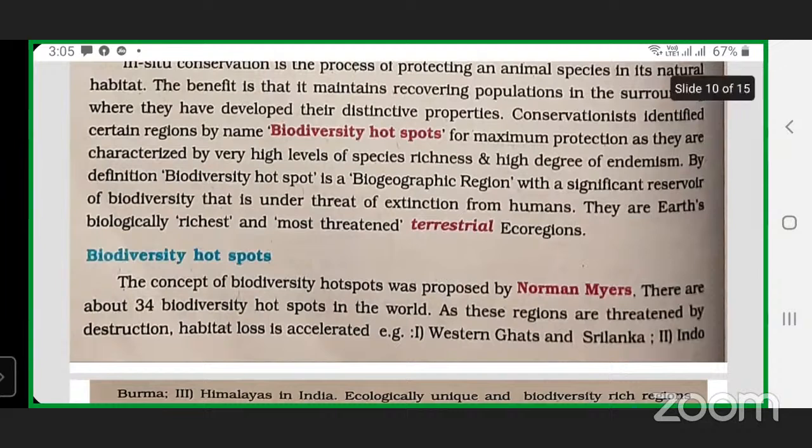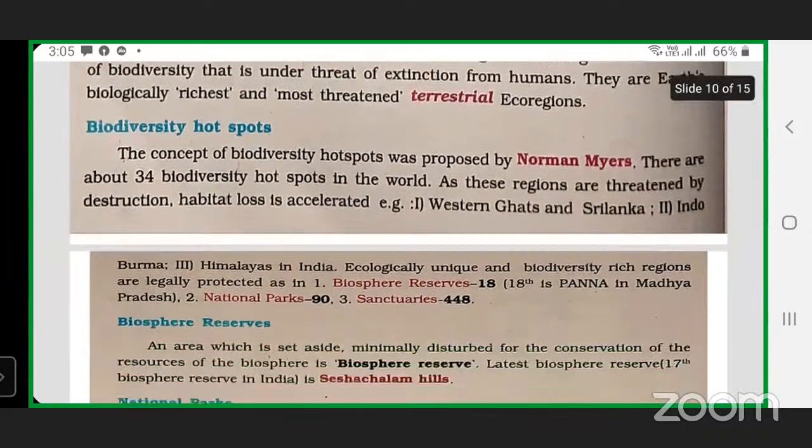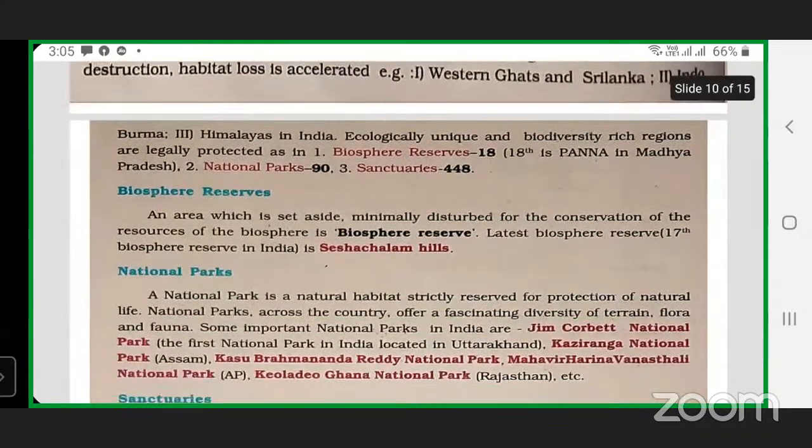See, biodiversity hotspots. The concept of the biodiversity hotspot was proposed by Norman Myers. There are about 34 biodiversity hotspots in the world, as these regions are threatened by destruction. Habitat loss is accelerated. Examples: Western Ghats and Sri Lanka, Indo-Burma, and the third one is the Himalayas in India. These are the biodiversity hotspots. How many are there? 34 biodiversity hotspots are present in the world.